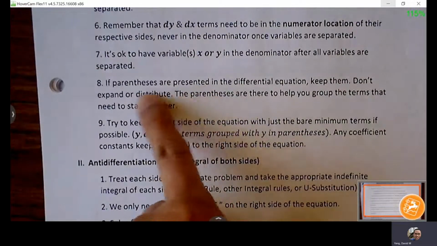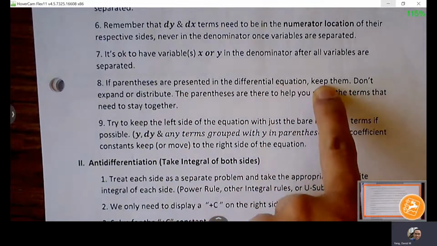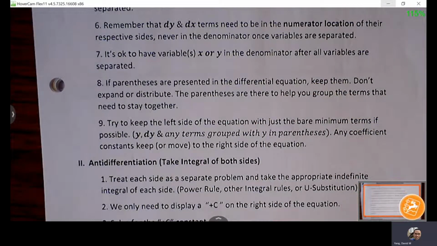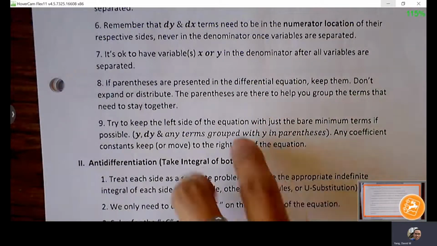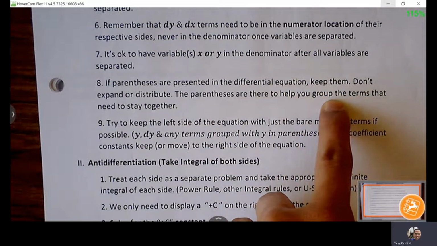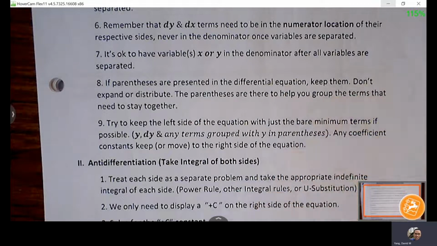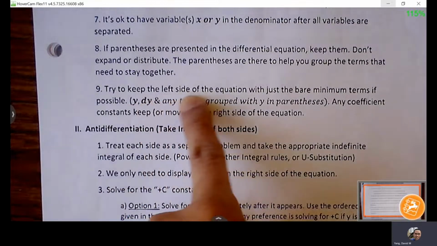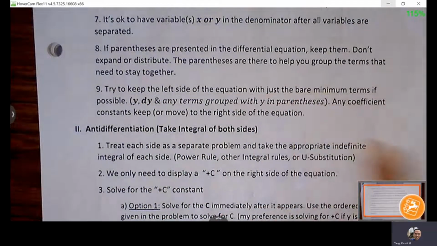If parentheses are presented in the differential equation, go ahead and keep them, right? The parentheses are there to help you separate and group what needs to be grouped together. I know that when we're dealing with power rule problems, I always said expand everything out so that you can do power rule. But in this case, we have multiple variables involved on the same side, so we do want to keep the parentheses to hold on to that. If we lose the parentheses, we take a step backwards in terms of the progress that the problem is trying to help us with. And then this is more of a minor point for number 9, is to try to keep the left side of the equation as minimal as possible.